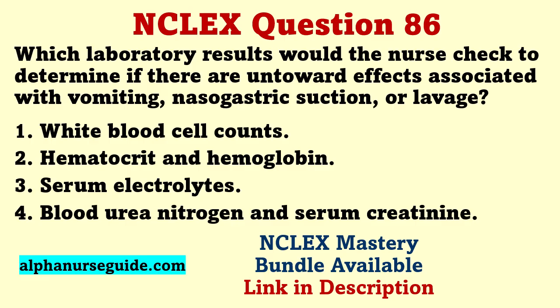The correct answer is 3. Serum electrolytes. Rationale. The nurse monitors all laboratory results, but vomiting, nasogastric suction, and lavage can cause fluid and electrolyte imbalances. Fluid loss can cause hemoconcentration and artificially elevated levels for hematocrit, hemoglobin, and blood urea nitrogen. Blood urea nitrogen is generally more affected by fluid loss than serum creatinine. The WBC count could be elevated because of stress, inflammation, or infection.